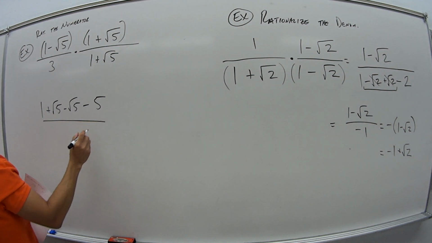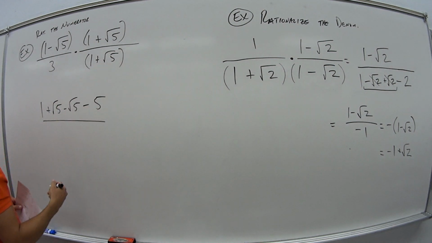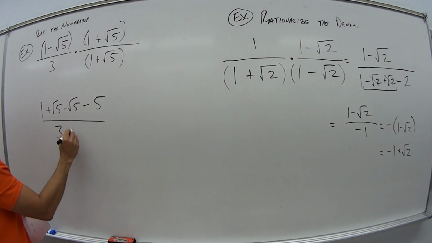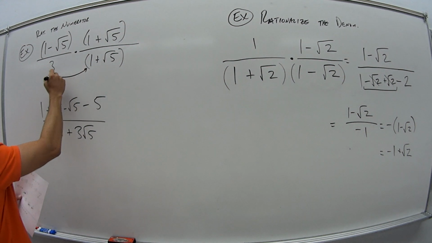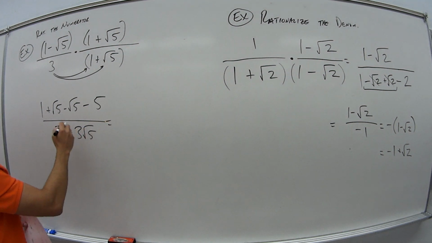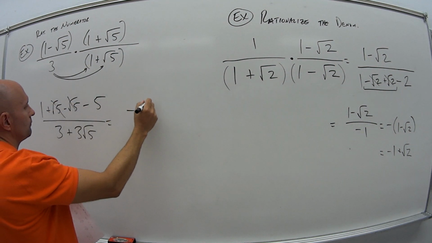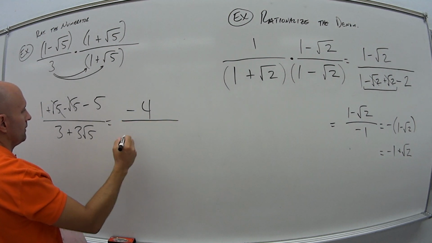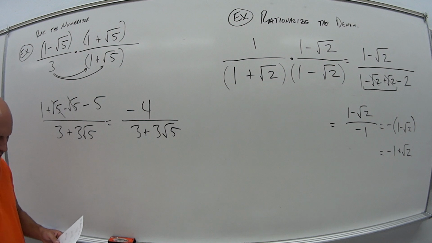And then on the bottom we just have 3 times 1 plus square root of 5, which is 3 plus 3 times the square root of 5. We just distribute the 3 into the parentheses. So again, these middle terms cancel out. 1 minus 5 is negative 4. And in the bottom, 3 plus 3 square root of 5.